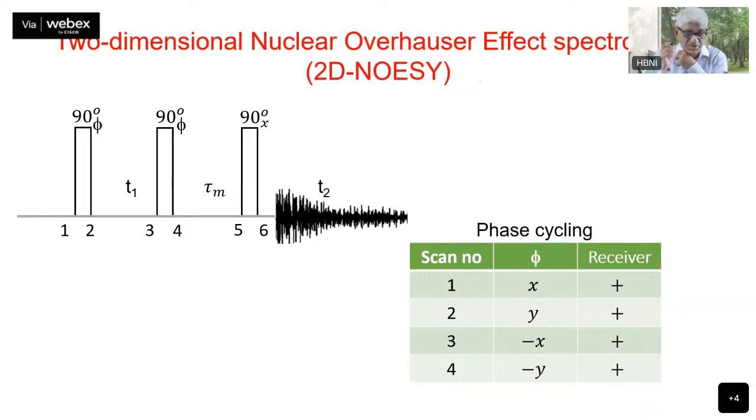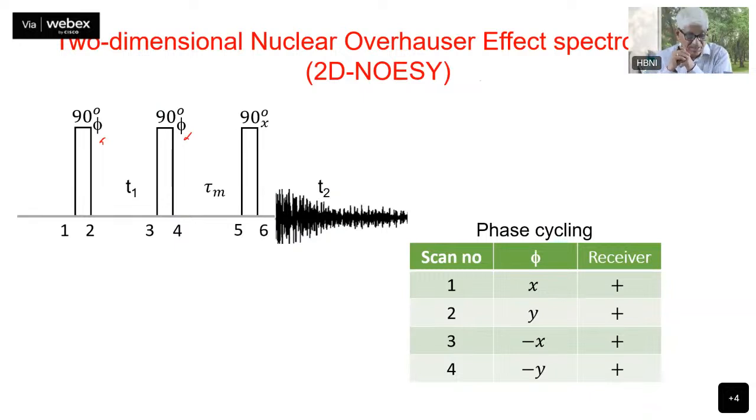The pulse sequence simply has 3 pulses: 90, t1, 90, tau m, 90. So these are the 3 pulses here. Now notice here again, I have put phi and phi as phases for the first 2 pulses. And remember, this was the same which was used in the double quantum filtered COSY. In the double quantum filtered COSY, we kept those phases and we had a particular way of choosing certain portions of the density operator.